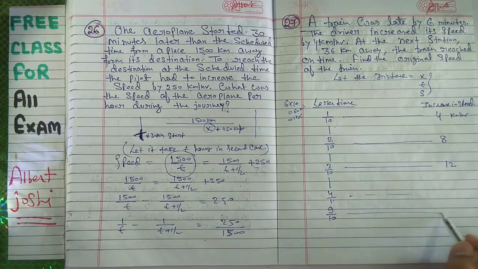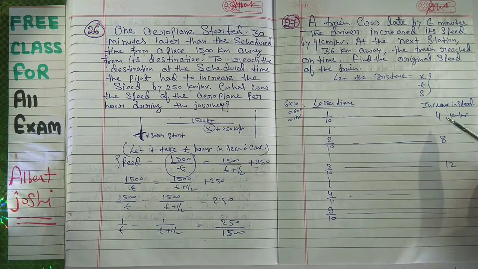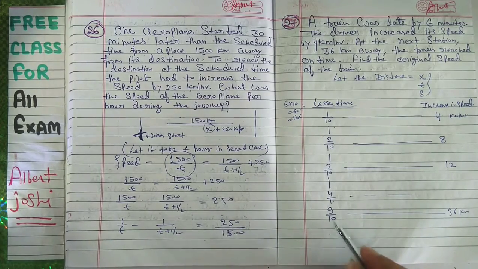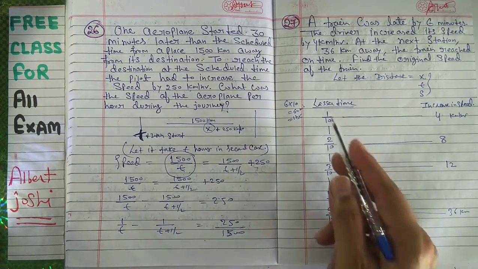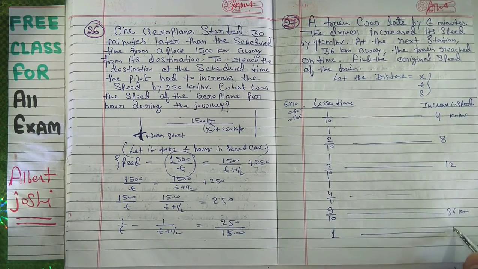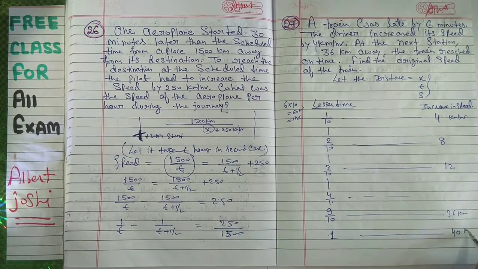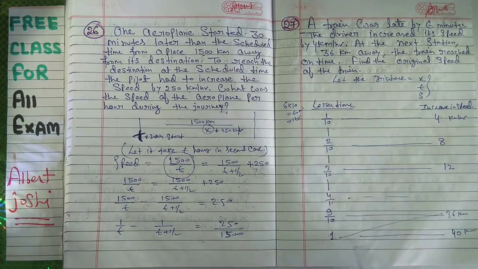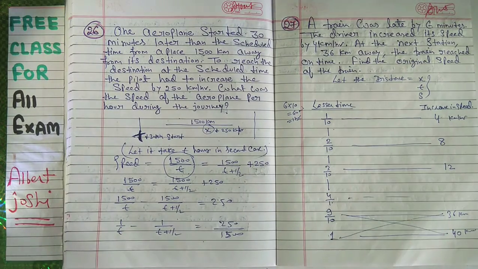So when it is 9 upon 10, 9 times 4 is 36 kilometer. Then 9 upon 10 plus 1 upon 10 is 1, and 36 plus 4 is equal to 40 kilometer per hour. Now you can see 1 into 36 and 9 upon 10 into 40: that is also 36 and that is also 36.